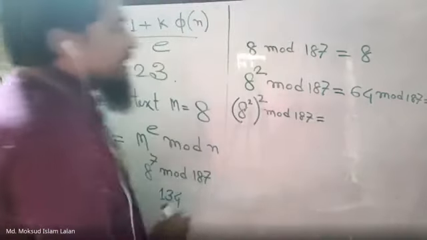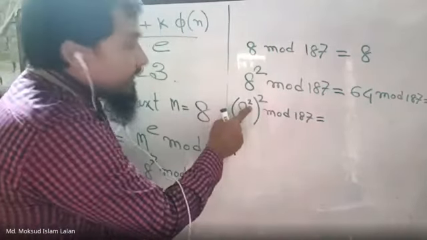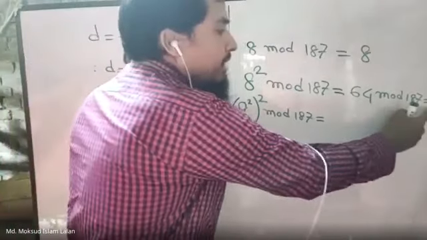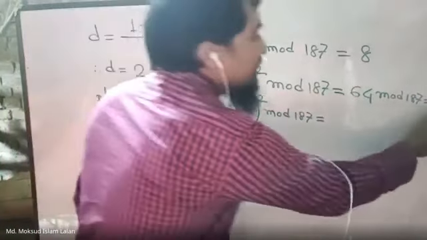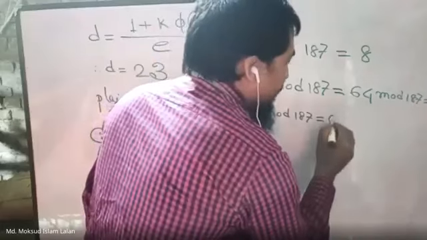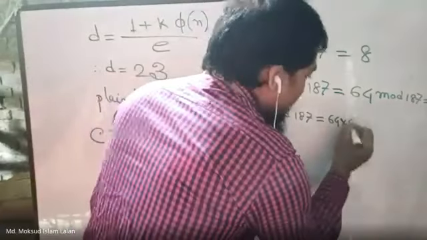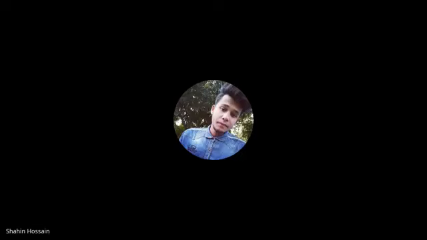Dear student, here 8 square. Do not go there, just copy here. Immediately before the 8 square value, the remainder is 64. So 64 into 64. Do you understand? Press the calculator: 4096.